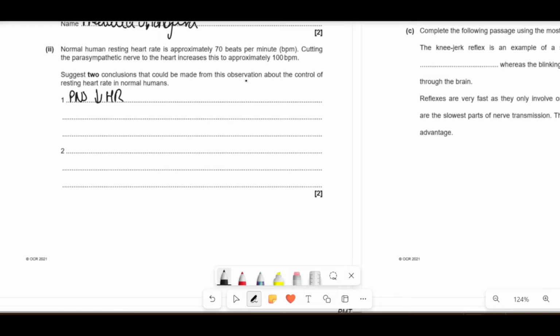Well, it must mean that the heart rate is controlled by the autonomic nervous system, because if you remove the parasympathetic part, now it goes back up. So surely that has to be controlled like that. Another thing you can also say, but I don't think this is really a conclusion you can draw, is that the heart rate reduces if you have parasympathetic impulse by about 30 beats per minute. Not a big fan of that one though.